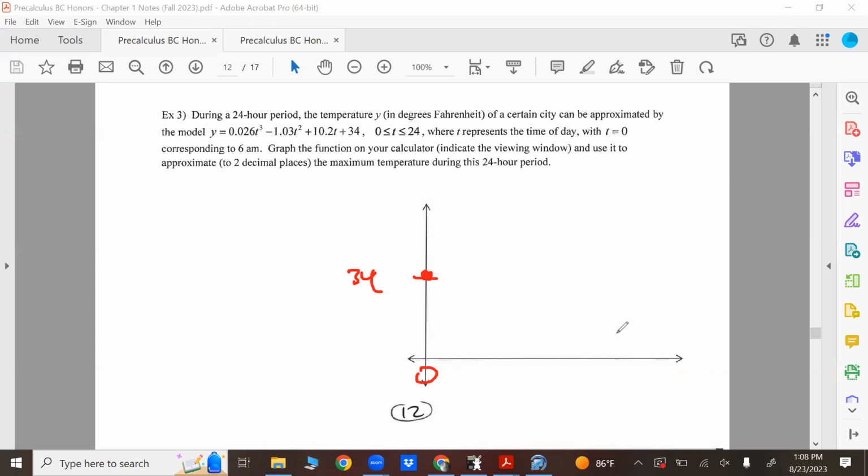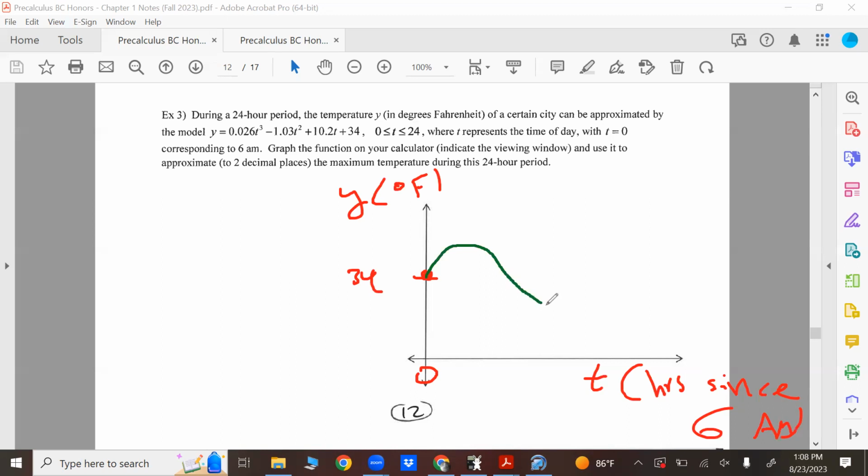Yeah, this will be T. This will be Y. And T is hours since 6 a.m. And Y is temperature in degrees Fahrenheit. I believe the graph looks kind of like this. It's kind of wavy. But you're only going up to 24.